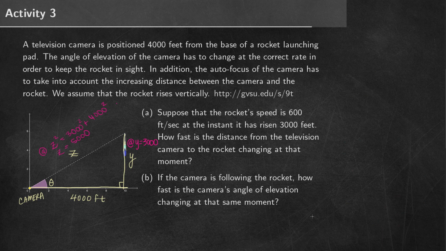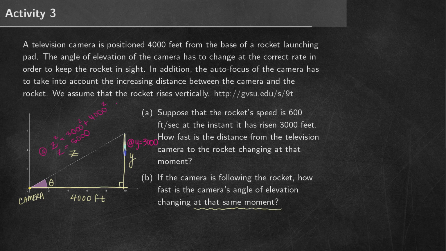Now part B, if the camera is following the rocket, how fast is the camera's angle of elevation changing at the same moment? So some of this problem we already have done, and we can use the work that we've done. Step 1, draw our picture, label our values. We've done that. Step 2, write down the rates that we know and the one that we're trying to find. I erased it, but we can still use our work from last time because it says how fast is the camera's angle of elevation changing at that same moment.